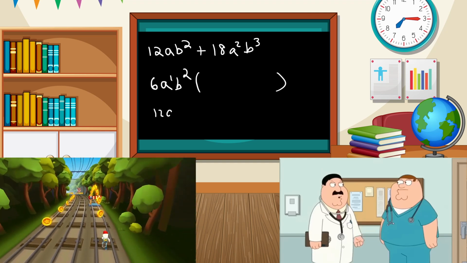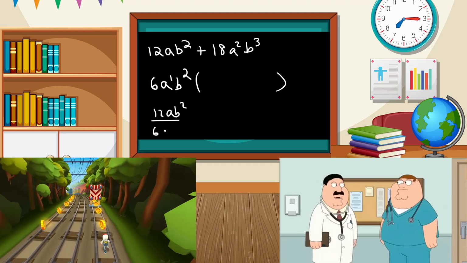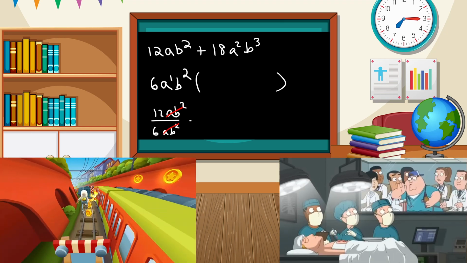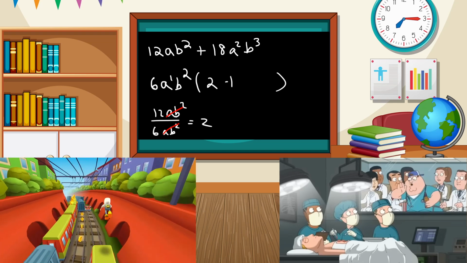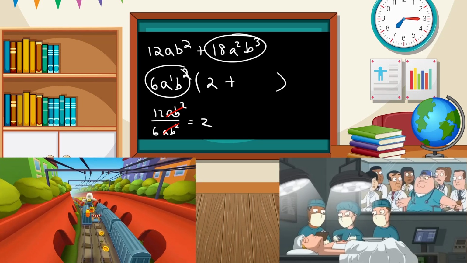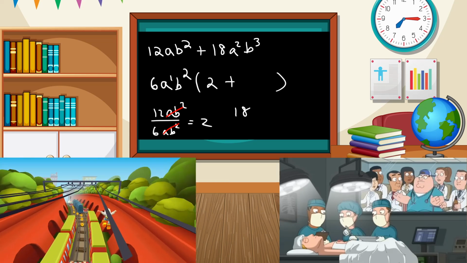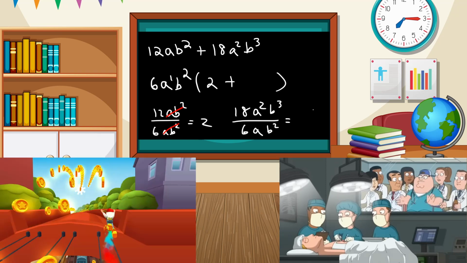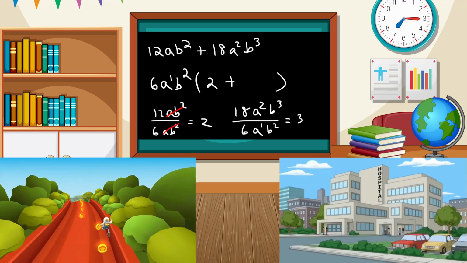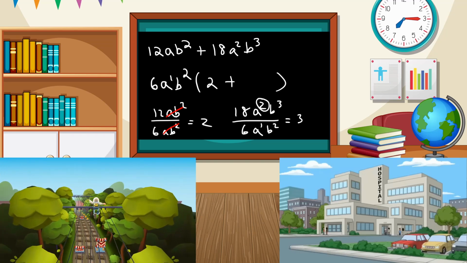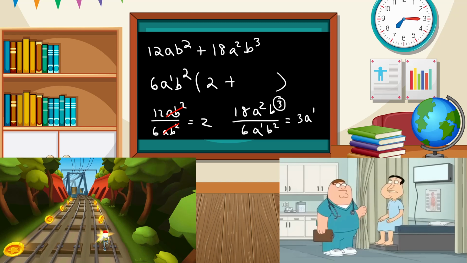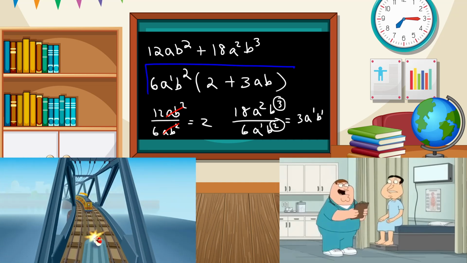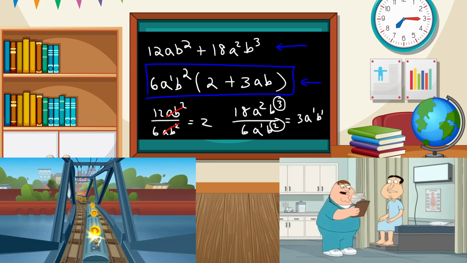So if we divide 12ab squared by 6ab squared, ab squared will cancel with ab squared, and 12 divided by 6 is 2. So we're going to have a 2 inside. Next, let's take this term and divide it by that term. So 18a squared b to the 3rd divided by 6ab squared. 18 divided by 6 is 3. A squared divided by a to the 1st, 2 minus 1 is 1, so we're just going to get a. And then 3 minus 2 is 1, so we'll get b. So this is going to be 3ab. And that's how we could factor the original expression. So this is our answer.